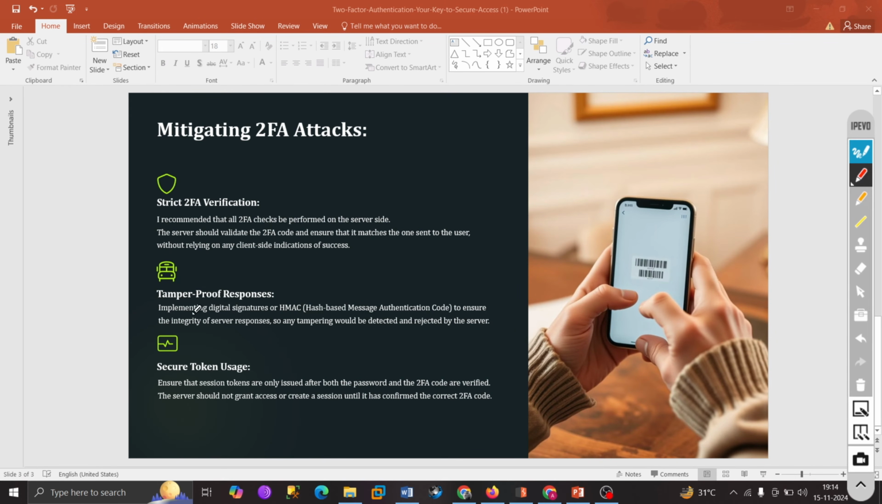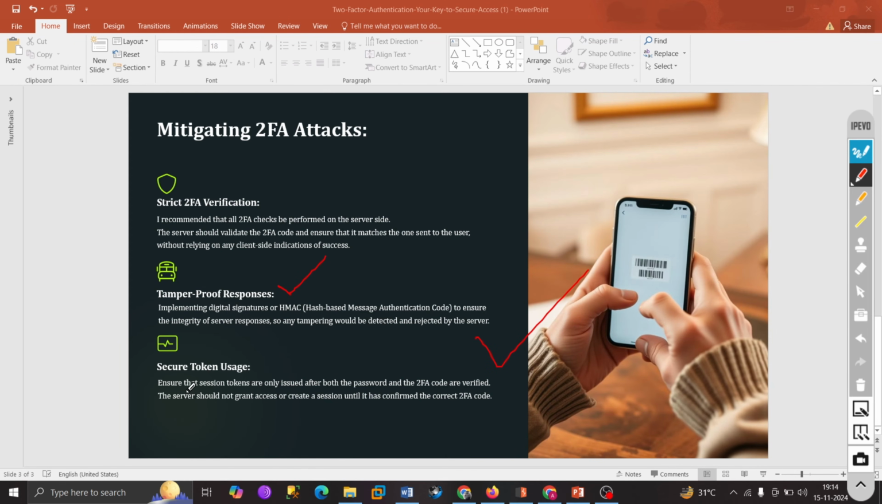Okay. Tamper-proof response. What exactly does it mean? When we talk about tamper-proof response, we're talking about implementing a digital signature, like HMAC, hash-based message authentication code, which ensures the integrity of the server response. So any tampering would be detected and rejected by the server side.